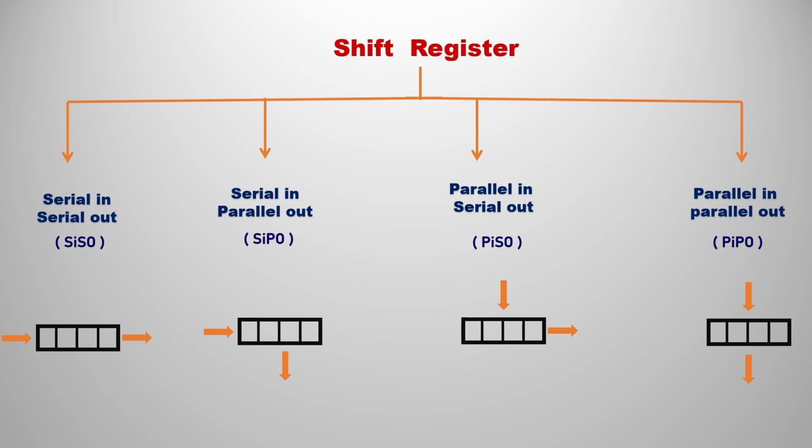Based on all this, we can have the shift register in 4 categories: serial in serial out, SISO; serial in parallel out, SIPO; parallel in serial out, PISO; and parallel in parallel out, PIPO. These are the 4 methods that we are going to see in the upcoming videos. These 4 methods are very important, and shift registers have some other applications also. In a separate video we are going to see the shift register applications.